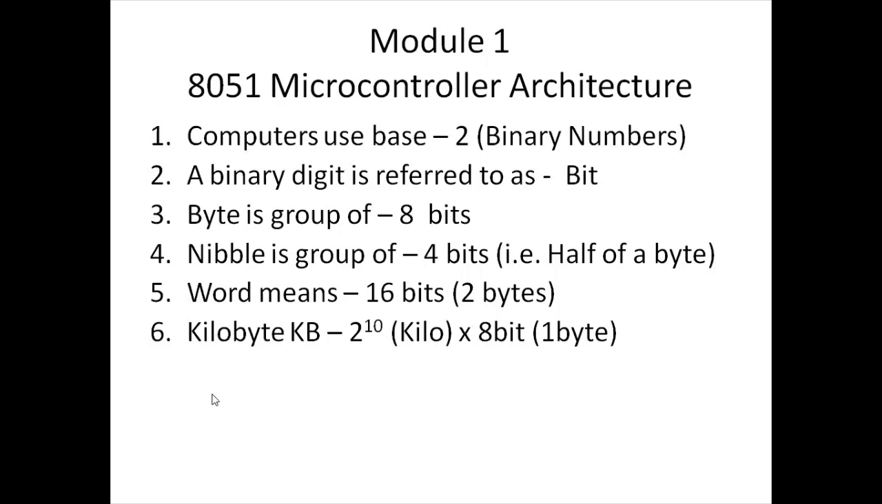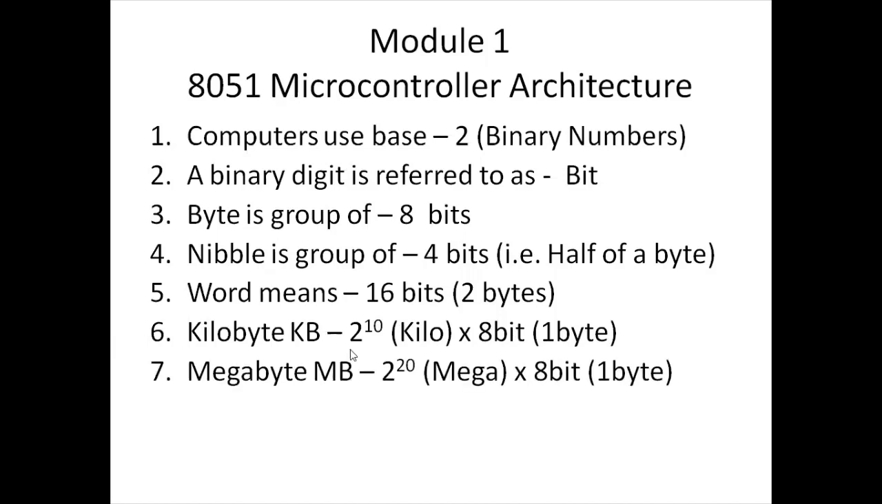Next we'll see memory capacity. How do you measure memory capacity? The basic first unit is the kilobyte, that is 1 KB. How do you split it? 1 kilo means 2 raised to 10. If they only say kilo, that is 2 raised to 10. But if they say KB, you should remember it is 2 raised to 10 into 8 bits, that is 1 byte. So you can say 2 raised to 10 kilo into 1 byte, or 2 raised to 10 into 8 bits. So this is 1 KB.